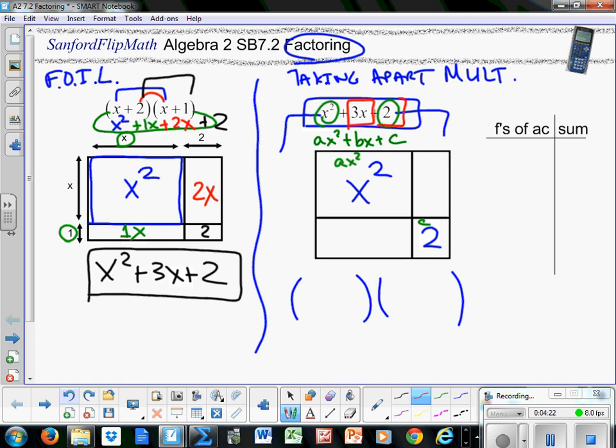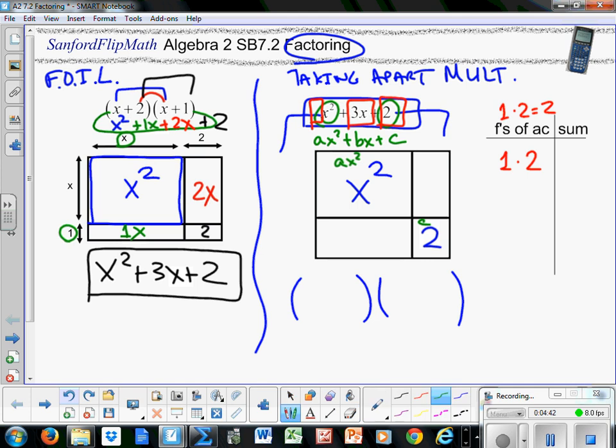We're going to look at the factors of a times c. A is the number in front of x squared. And so right now, that's just 1 times 2, or in other words, 2. Well, there aren't very many factors of 2. There's 1 and 2, and 2 and 1. Well, that's not really distinct, so I'm not even going to list those separately.